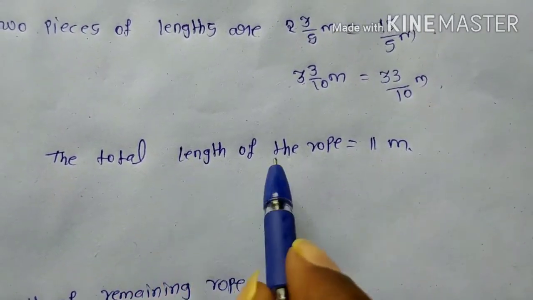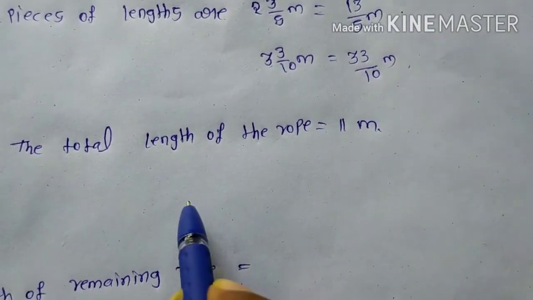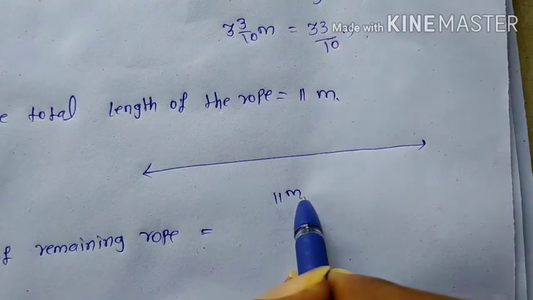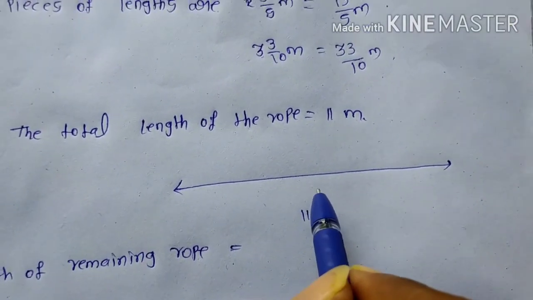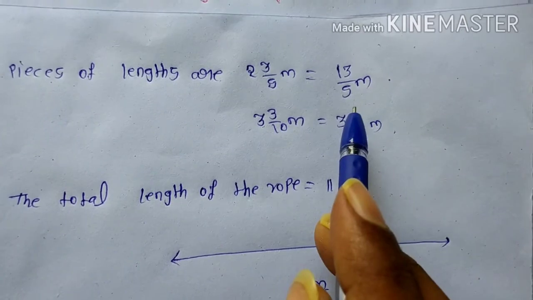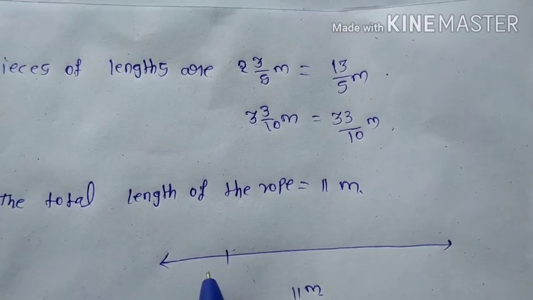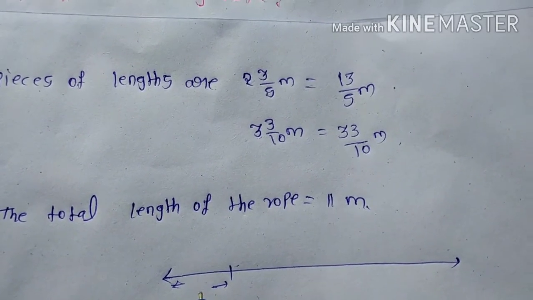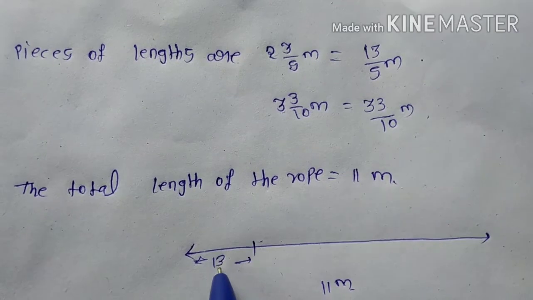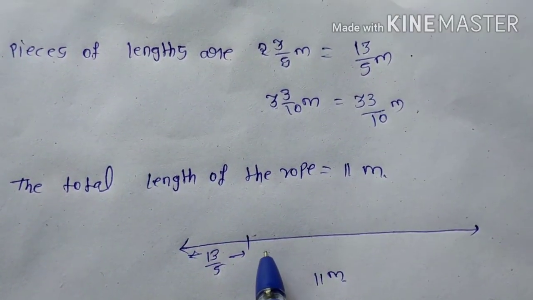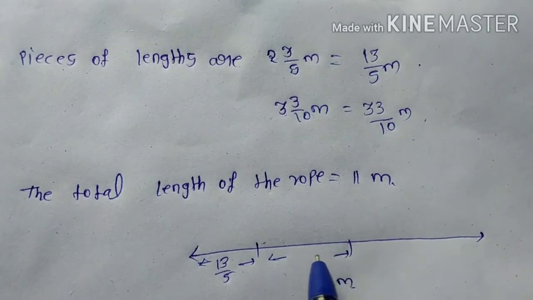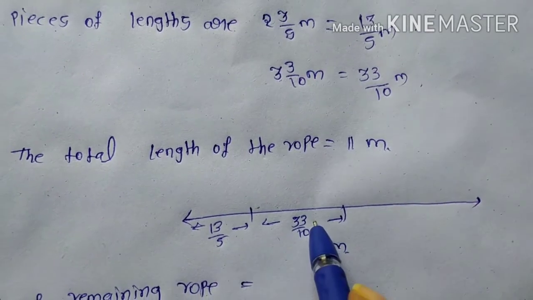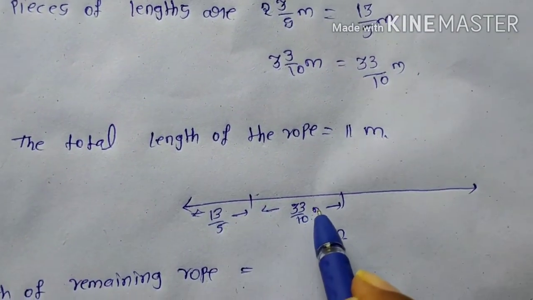But once you can see it, the total length of the rope is how much? 11 meters. For example, I am taking here, this is the rope. This total length is how much? It is 11 meters. Is it okay? The total length will be equal to 11 meters. But two pieces are cut off. That means, for example, this will be from here to here. That will be 13 by 5. The next piece will be from here to here. It will be equal to 33 by 10. See, this piece length is 33 by 10 meters.